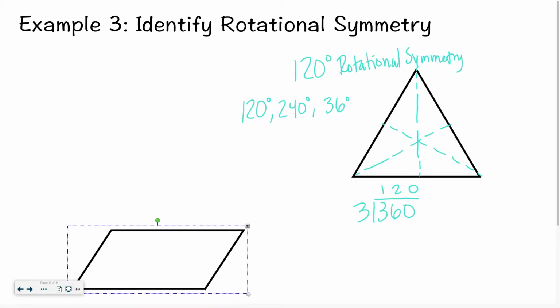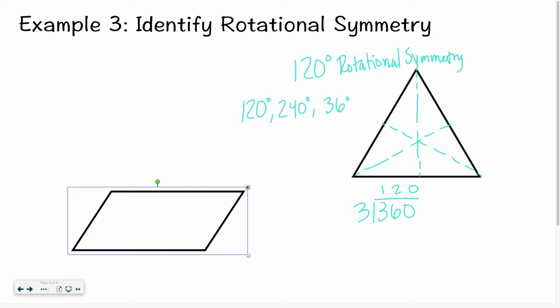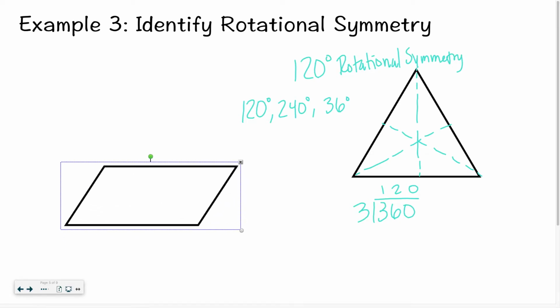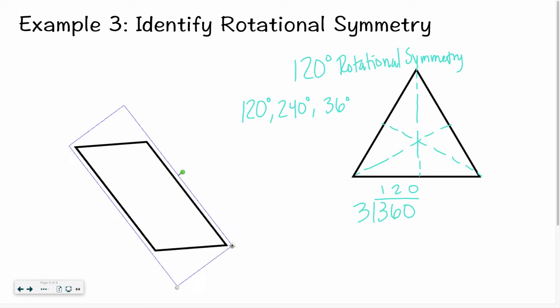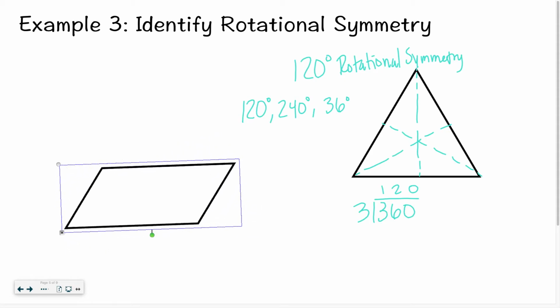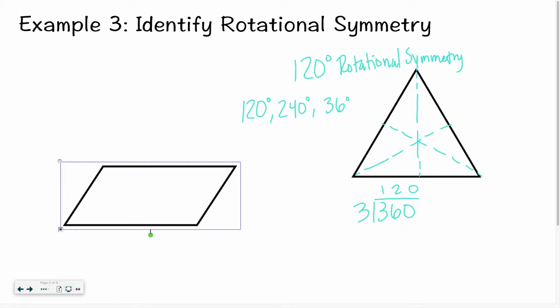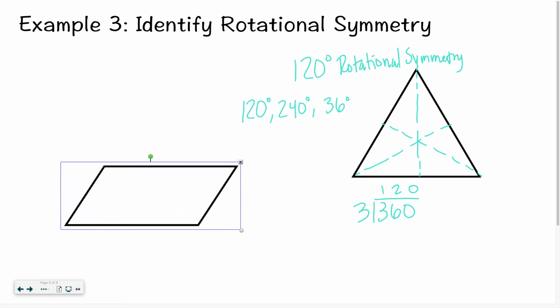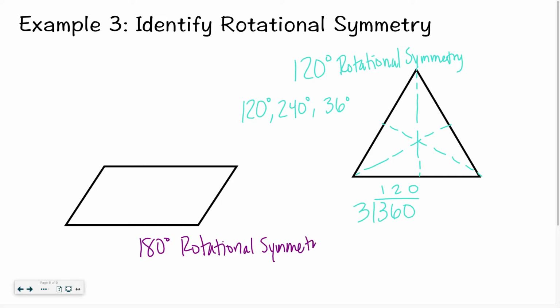Now, if we look at this parallelogram, this is not a regular figure, so we have to think about when it would look the same. So if I take this figure and I rotate it, it looks nothing like what it started with. If I keep rotating, now it's starting to look like what I started with, and there's what I started with. So for sure, that was 180 degrees. And then if I keep going, that was the only spot where it matched its original shape. So this one has 180 degree rotational symmetry. Or, what was another name for that? Point symmetry.